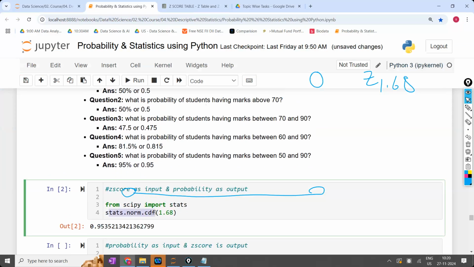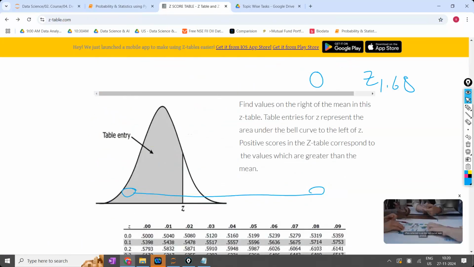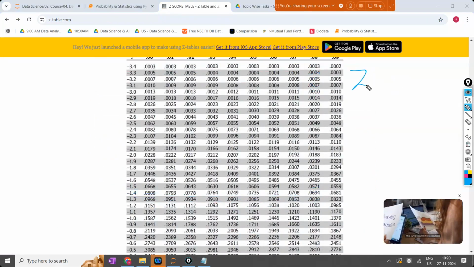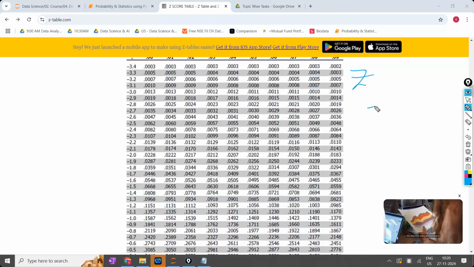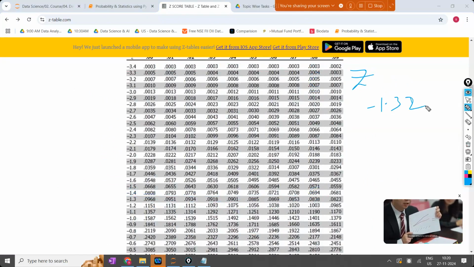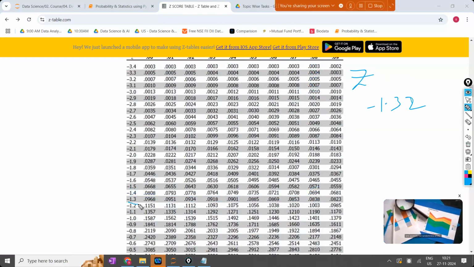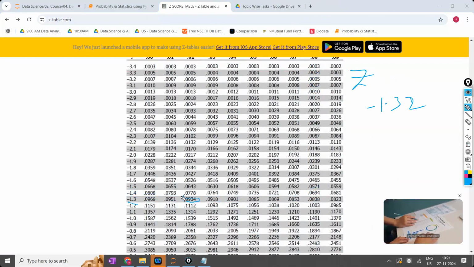What are the Z values? Let's try with one more number. Take a negative number, the choice is yours. For example, I'm going to take the probability at Z equal to minus 1.32. This is 1.3, and what is 2? This is 0, 1, 2. It is 0.0934. Okay. Let us cross check in Python whether we are getting the same answer or not.